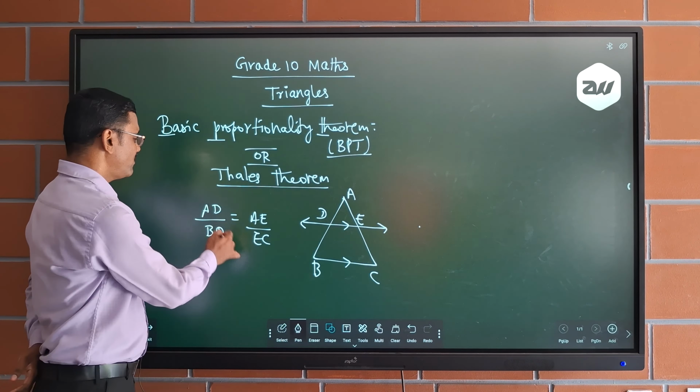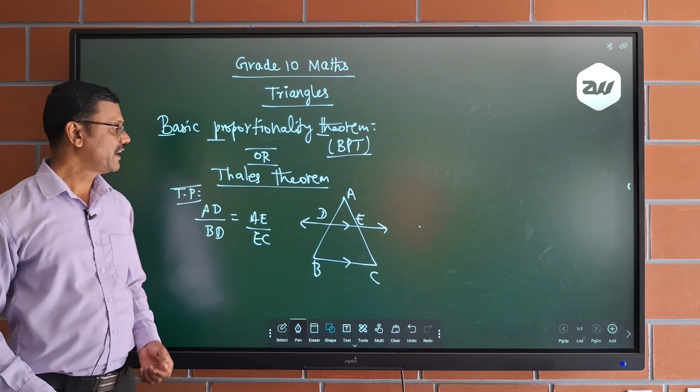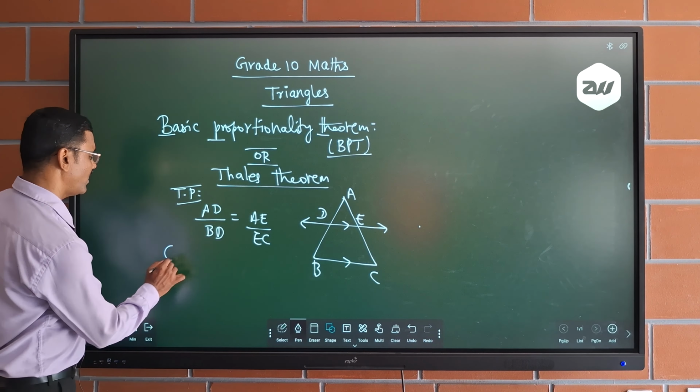Can we prove it? Now what we have to prove is AD by BD equals AE by EC. This is what we have to prove. Okay, before we go to the proof, we need to do some constructions. What are the constructions, sir? We will prove it using the constructions.